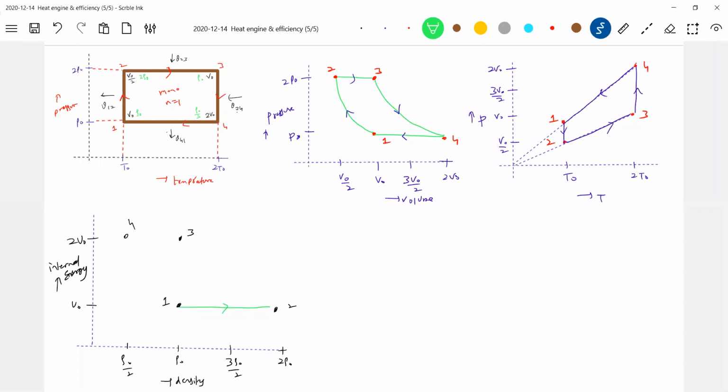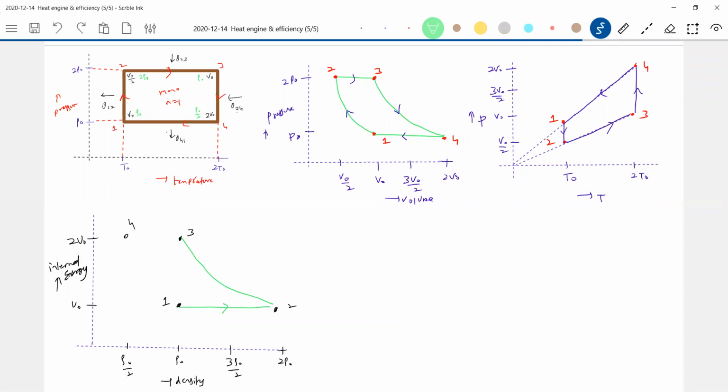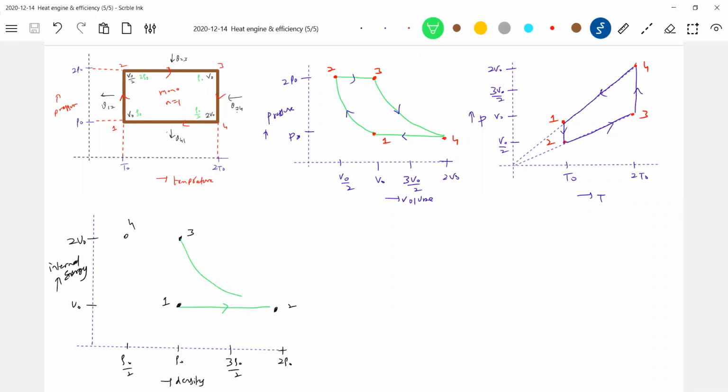Then what about 2, 3? 2, 3 is an isobaric process, so a rectangular hyperbola. Then it will be like this. Okay, one more: in the internal energy versus density graph, you see the PT graph.